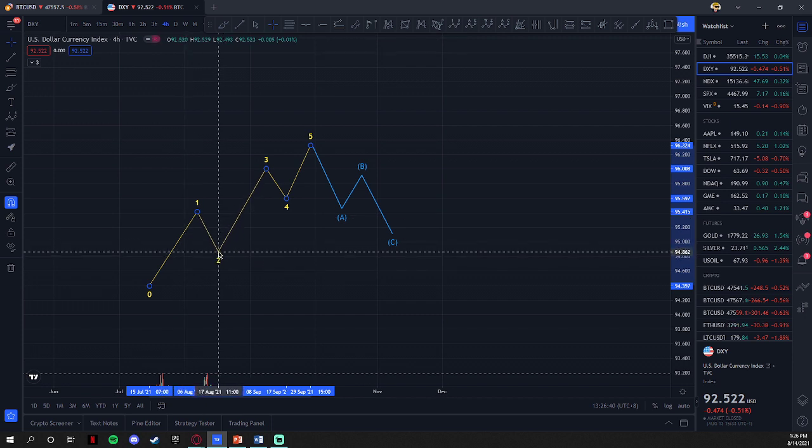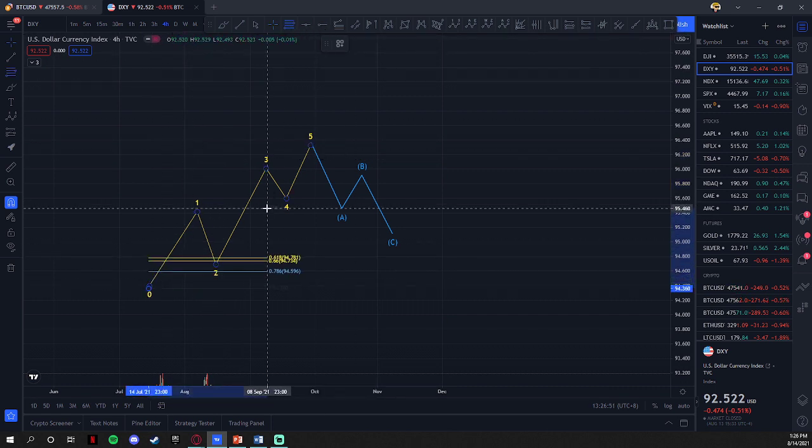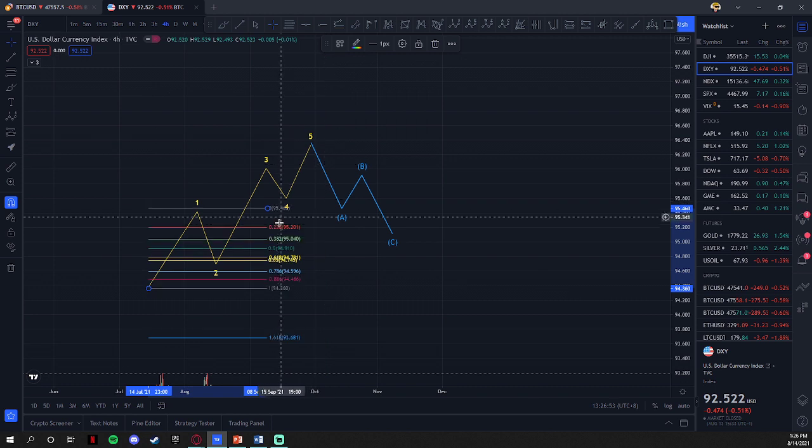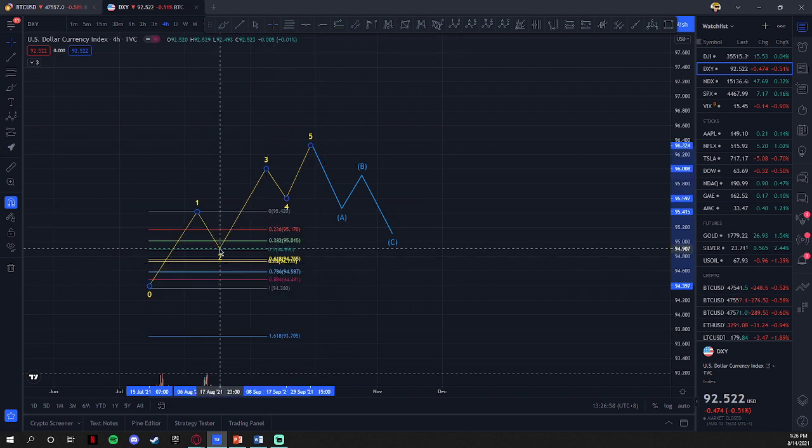But you will never see wave two going down below where it started. Normally you can expect a halfway retracement, maybe 50%, but normally this will not go below the start of the wave.